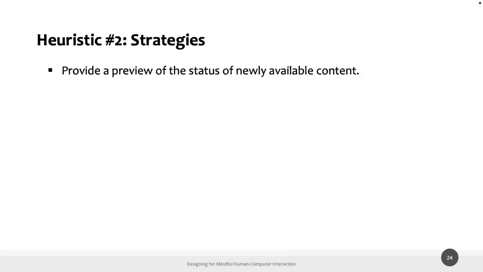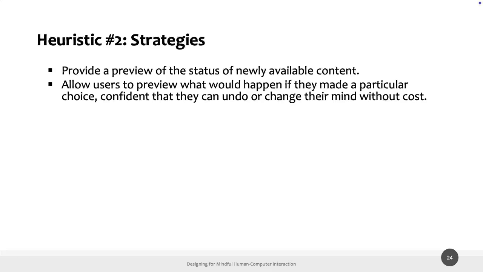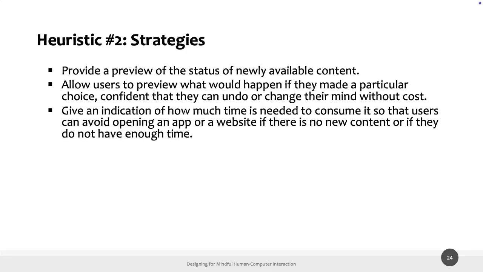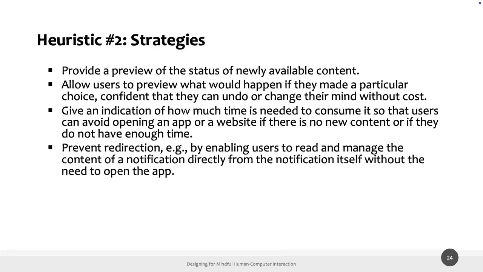And here are some strategies. Provide a preview of the status of the new content that is available. Allow users to preview what would happen if they made a particular choice. Give an indication of how much time is needed to perform something on the interface, to consume a content, for example, so that the user can decide if it's worth opening the content or not. Prevent redirection.